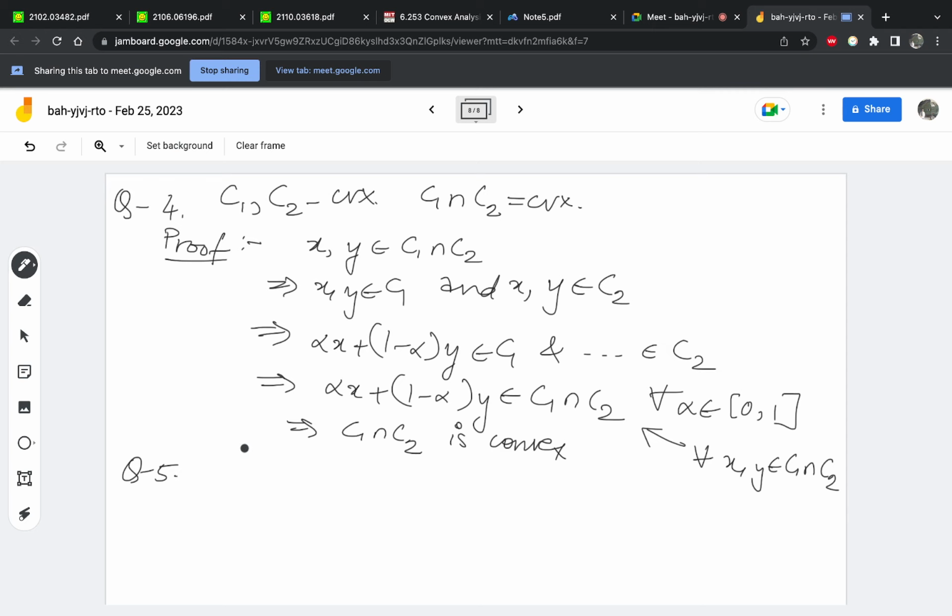Okay, so let's take another example, and again we will check for convexity. So if we have x1 x2 in R2, it's a line. So is S convex or not?